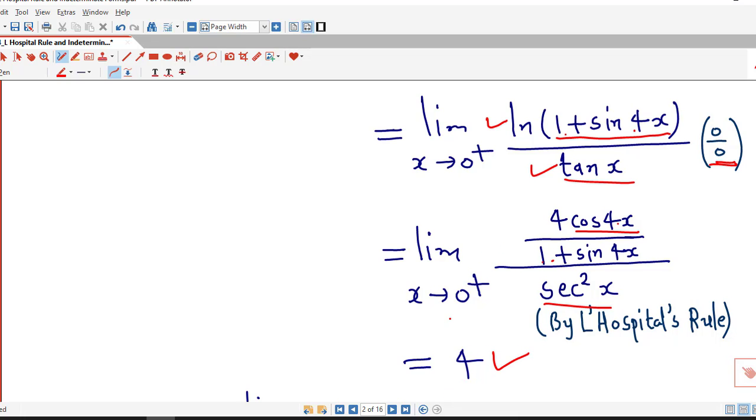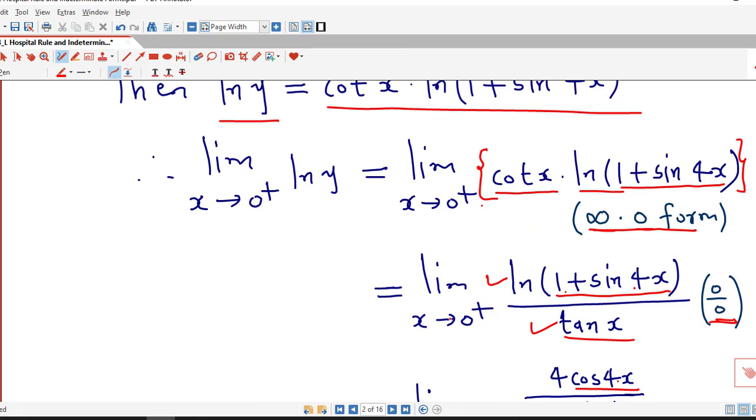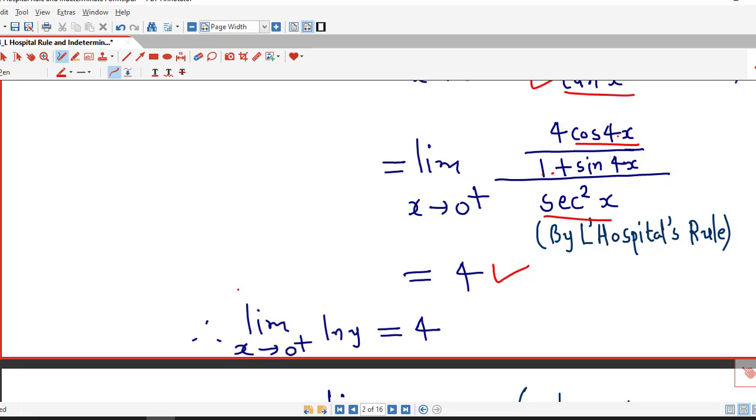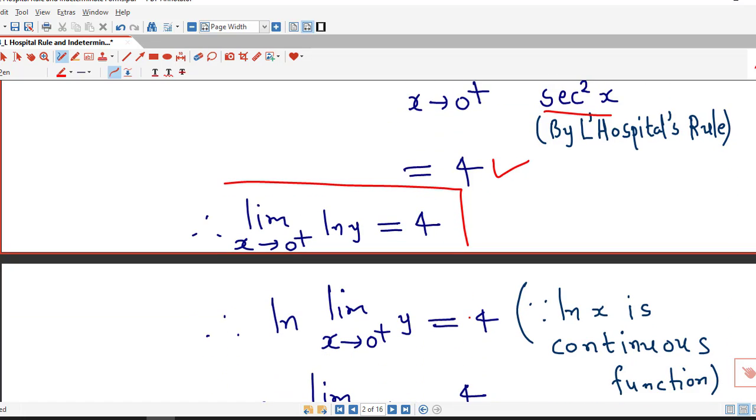This limit is 4. Now the left hand side is limit of log y as x approaches 0. Because log is a continuous function, we can interchange the limit and log. So log of limit of y as x approaches 0 from the right equals the right hand side, which we have obtained as 4.